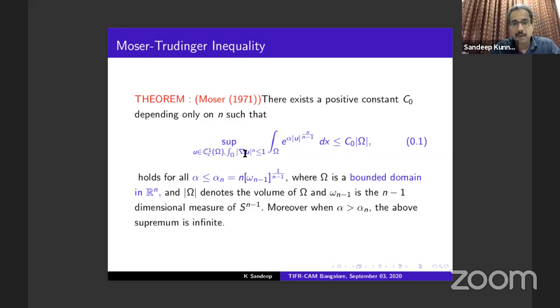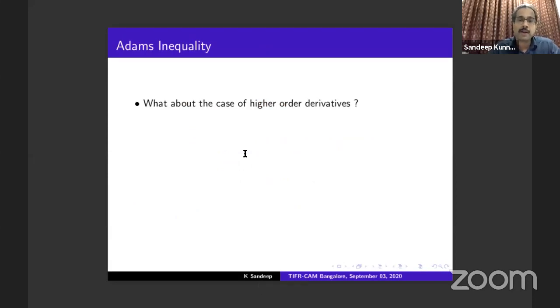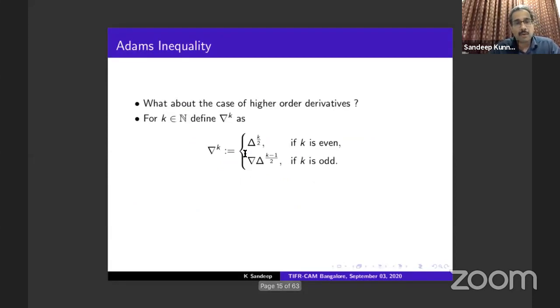So now the question I am interested in is, what about the higher order derivatives? For k equal to 1, or the first order, I had the gradient. So let me define the higher order gradient as follows. For k in N, the kth order gradient I will define as the Laplacian to the power k/2 if k is even, and the gradient of the Laplacian to the power (k-1)/2 if k is odd. So be careful: when k is even, the kth order gradient of u is a function, and when k is odd, it is going to be a vector, a vector valued function. So this is how we define the kth order gradient.